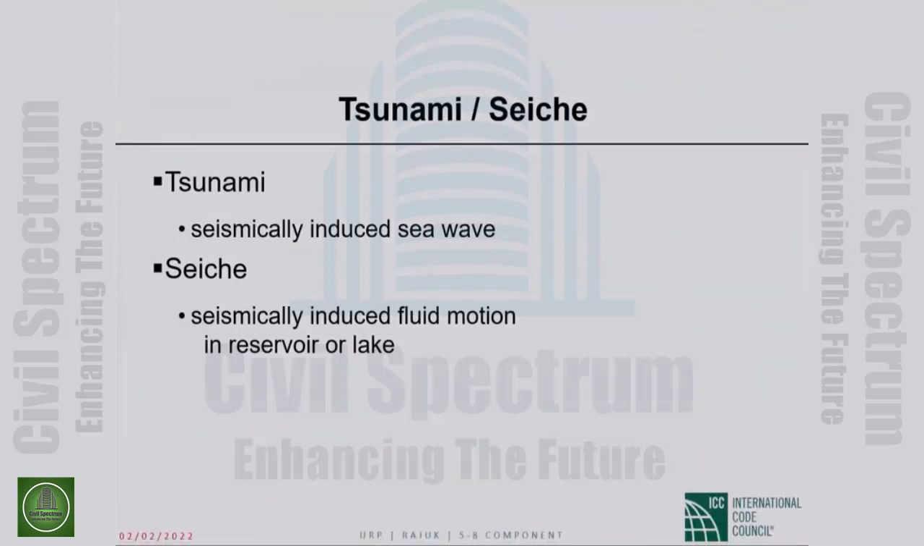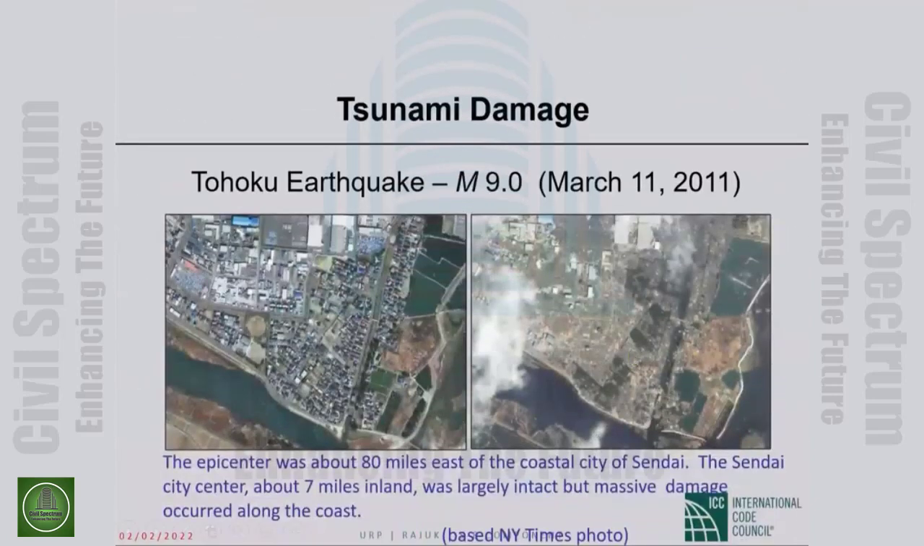Tsunami, I think we are hearing quite a bit these days after the Tohoku earthquake caused tsunamis in 2011. Seismically induced sea waves, that's what tsunamis are. Seismically induced fluid motion in a reservoir or lake, not the sea, is called seiche. And both can have a pretty devastating effect, although tsunamis are typically much stronger.